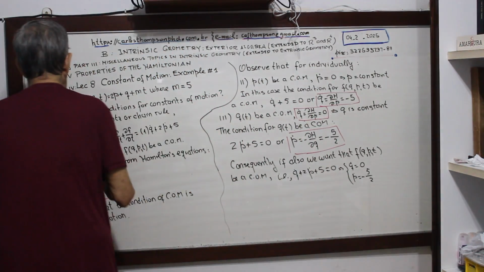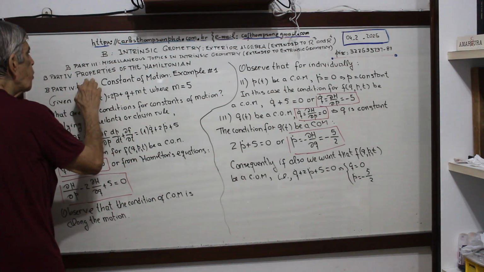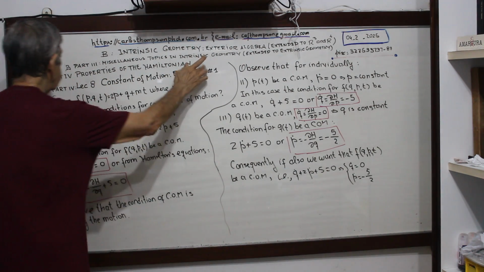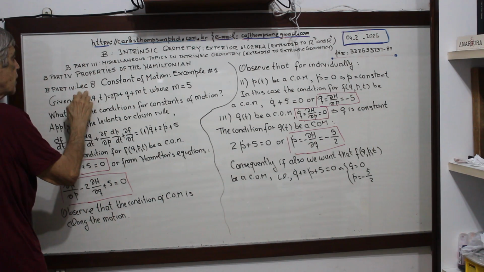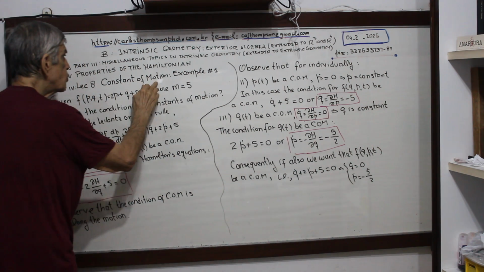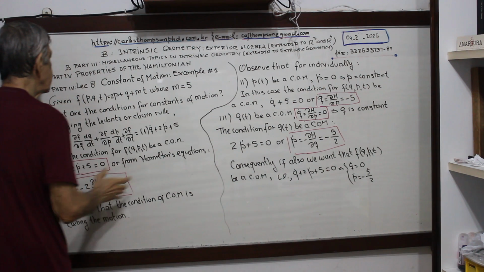Okay. B part 4, properties of the Hamiltonian. B part 4, lecture 8, constant of motion, example number 1.